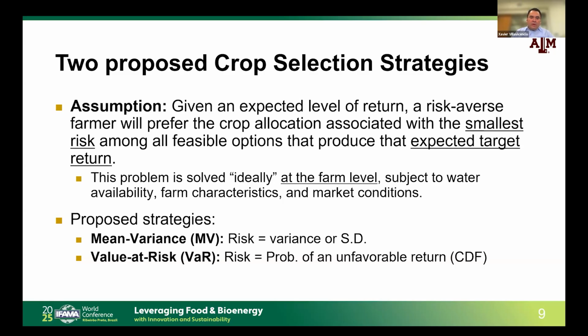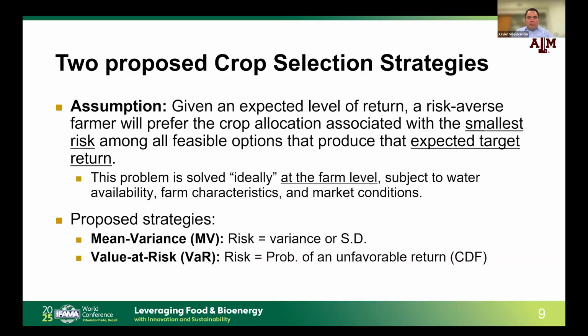And the two proposed strategies are, the first one, we call it the mean variance strategy, in which we are going to set the level of expected return, and we are going to try to minimize the risk, defined as the variance of the portfolio. So we are going to select the crop allocation that gives us the least variance possible.